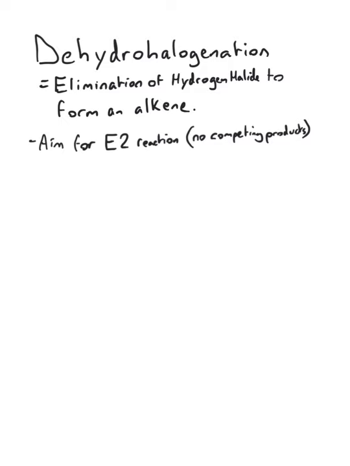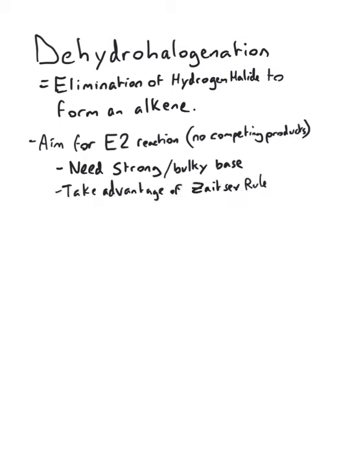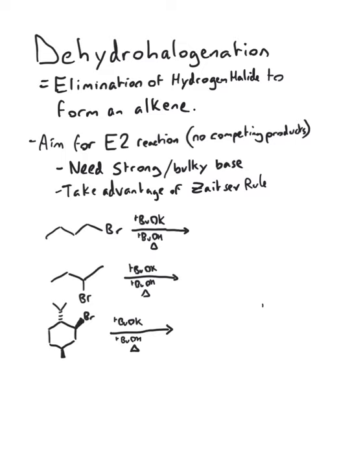So what do we need for an E2 reaction to be successful? Well, we need a strong, bulky base. And we want to take advantage of the Zaitsev rule when we are trying to figure out our starting material or product, depending on what we're looking at. So for example, in this case, we have these starting materials. What will our product be? You may pause now.